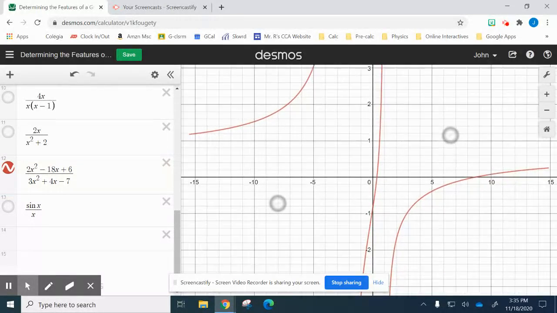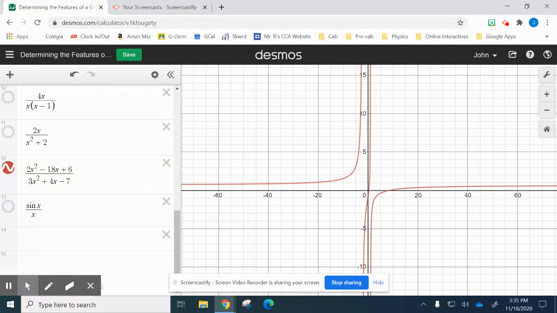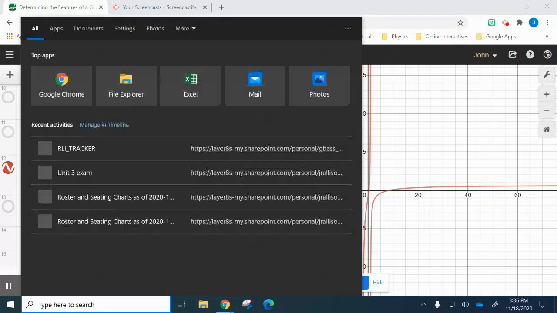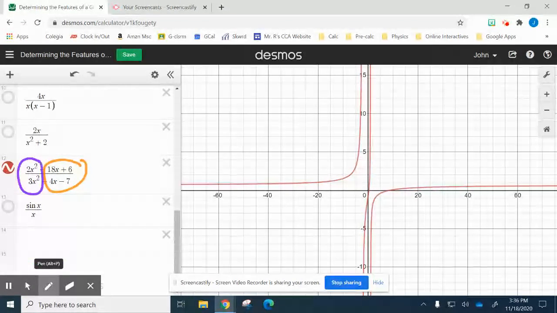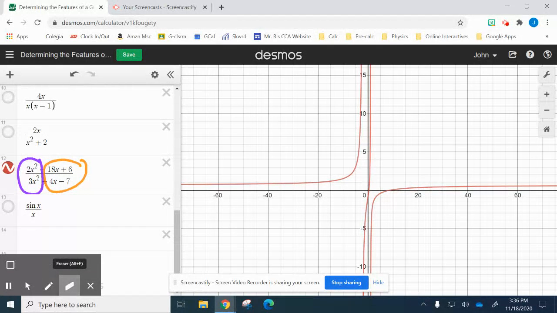Obviously the graph has radically changed. But if we zoom out a ways to see what's going on, you can tell that no matter what we do to this part, the part that has the highest coefficient is going to take over. That's always going to happen. So let's erase that.